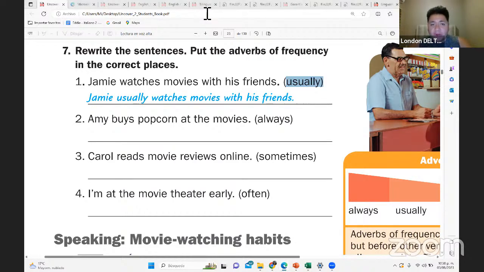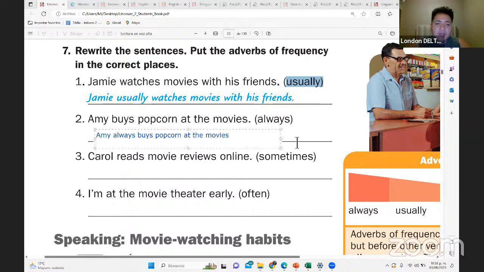Puede decir, usually Jamie watches movies with his friends. Or you can say, Jamie usually watches movies with his friends. This is a flexible adverb. ¿Qué pasa con always? Always cannot go to the beginning. Aquí, por ejemplo, tenemos que decir, Amy always buys popcorn at the movies, ¿ok? Y always, entonces, no es flexible. Este siempre debe de ir entre el sujeto y verbo, ¿ok?